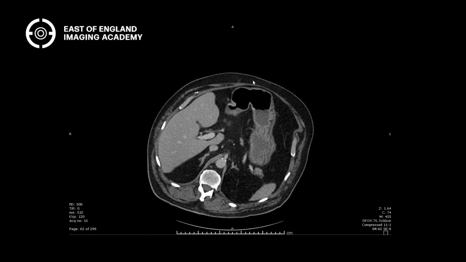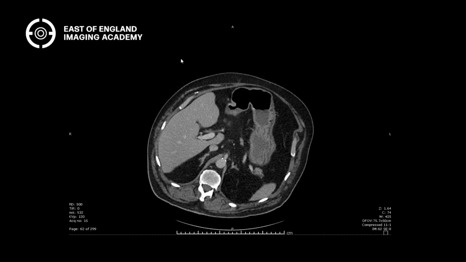The next thing is about what we're actually looking at here. Some things are bright and some things are dark. Just like on plain film, if something is of high density, it's bright. If something is of low density, it's dark. So it's exactly the same as plain film. Air is very dark.